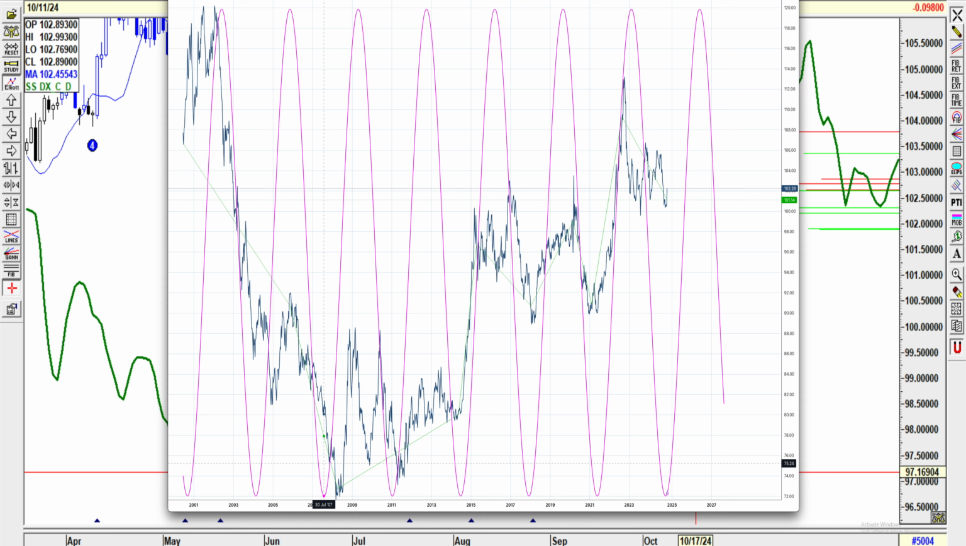So if that happens with our price action here, it won't surprise me, because Elliott wave is telling us a wave 5 is still on the horizon.